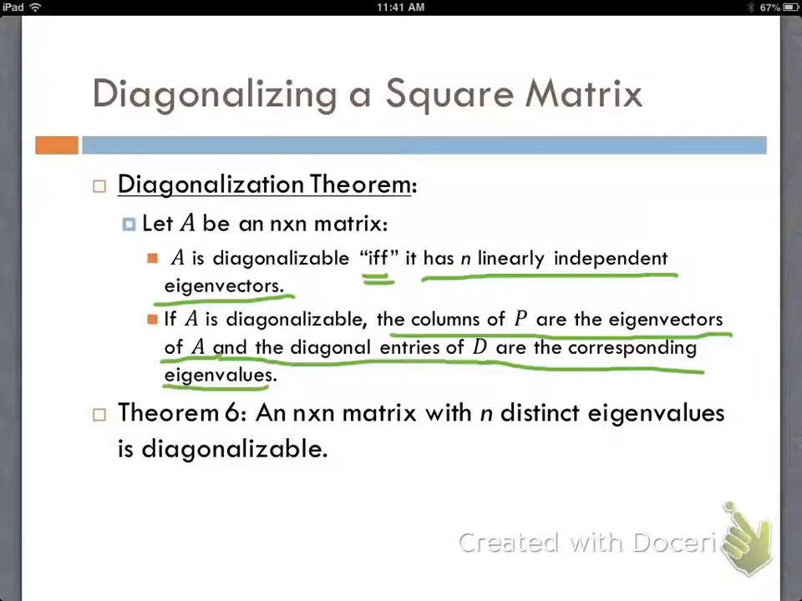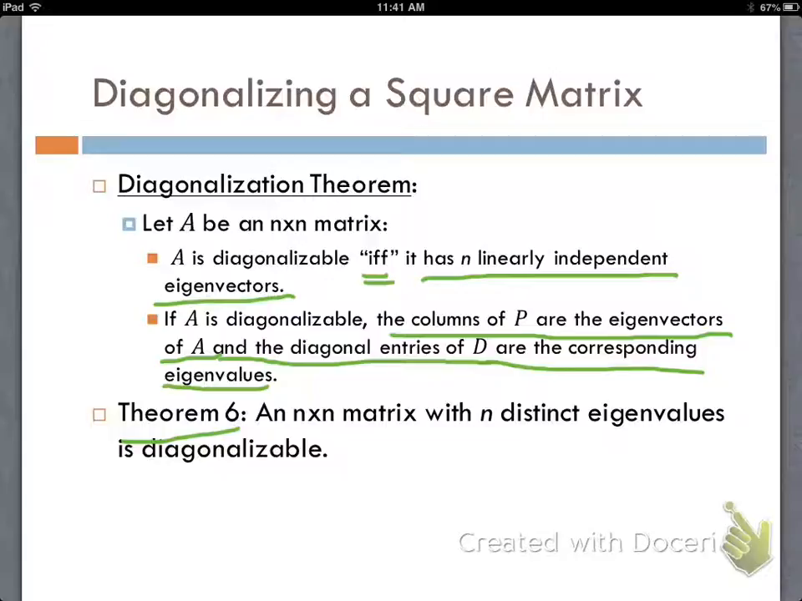Okay, so we have this connection between diagonalizing a matrix, or determining whether a matrix is diagonalizable, and our eigenvectors and eigenvalues. And Theorem 6, now notice this is not an if and only if theorem, so I want you to be careful. In fact, your book has some nice examples, because you need to read the book, of course, and I know you all do. The book in this section has some nice examples to show that this is not an if and only if theorem.